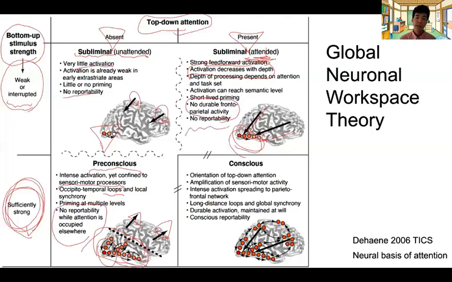And we can't see it, and then we can't report it as a consciously seen stimulus. What distinguishes, according to this global workspace theory, is that this conscious state requires both top-down attention amplification and a sufficiently strong stimulus. That is, in a sense, a marriage of the prefrontal and parietal amplification signal and the bottom-up signal strength itself. And this corresponds to intense activation of the parietal-frontal network, long-distance synchrony, and conscious reportability. Okay, this is the global workspace theory.